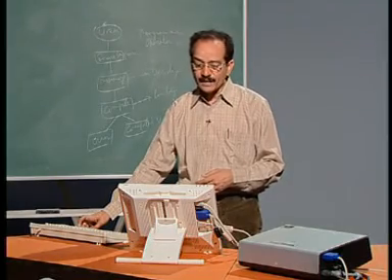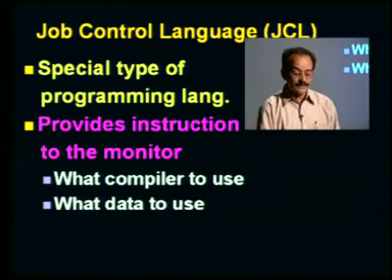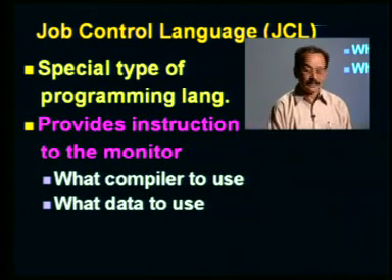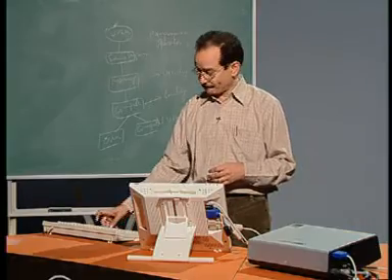Now, there used to be a job control language. What is a job control language? It is the means through which I can control what the beginning instruction and the end instruction are for a particular program. My job control language used to provide instructions to the monitor. And what sort of instructions are there? What compiler I had to use, what data to use. This sort of thing I had to inform my computer, okay, this is the way I am going to deal with this. All this is handled with the help of the job control language.